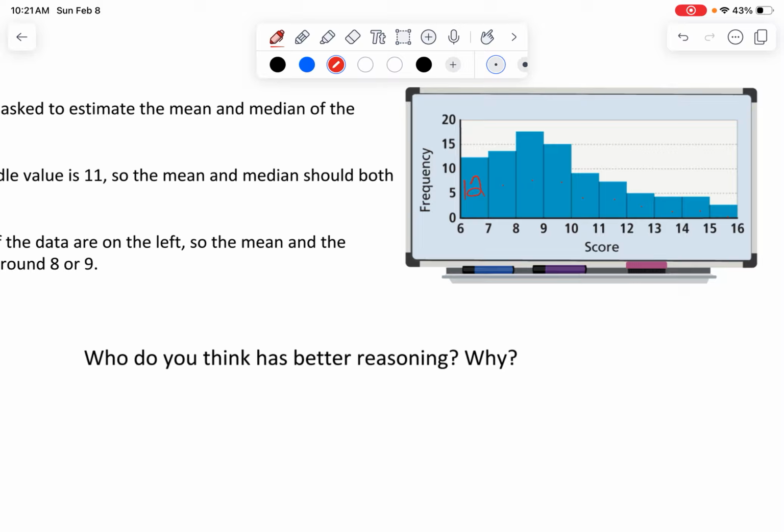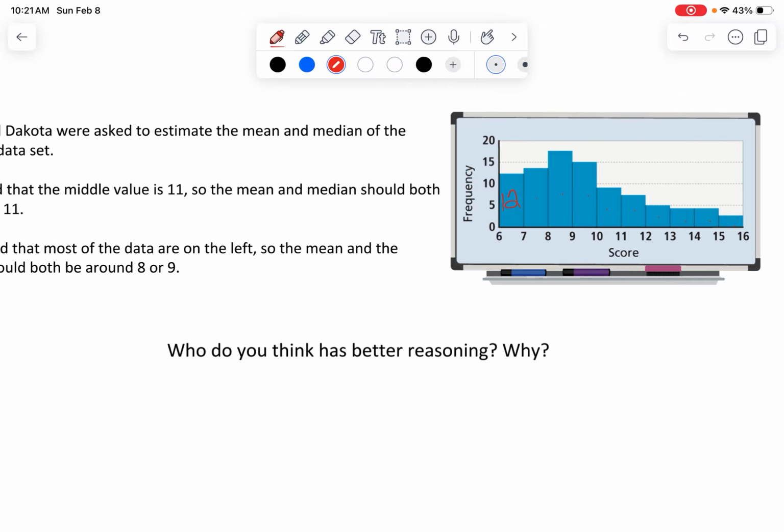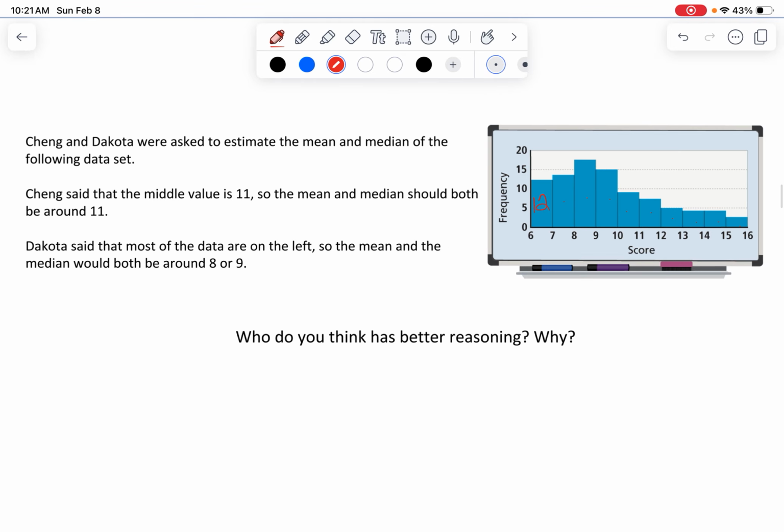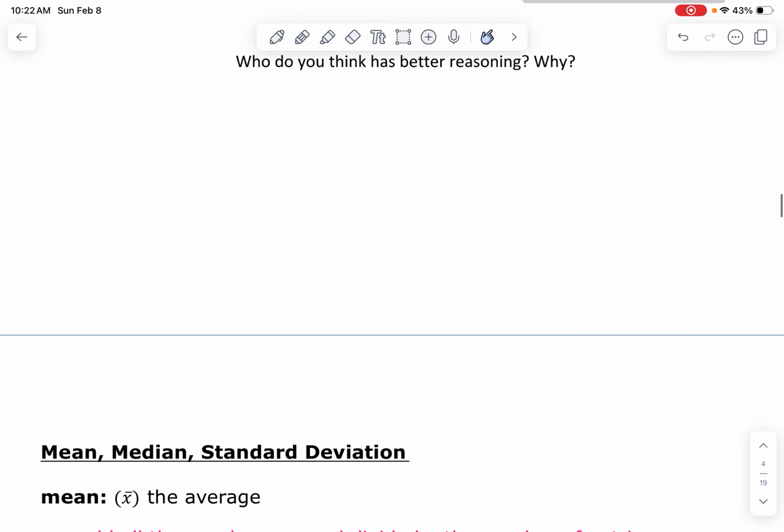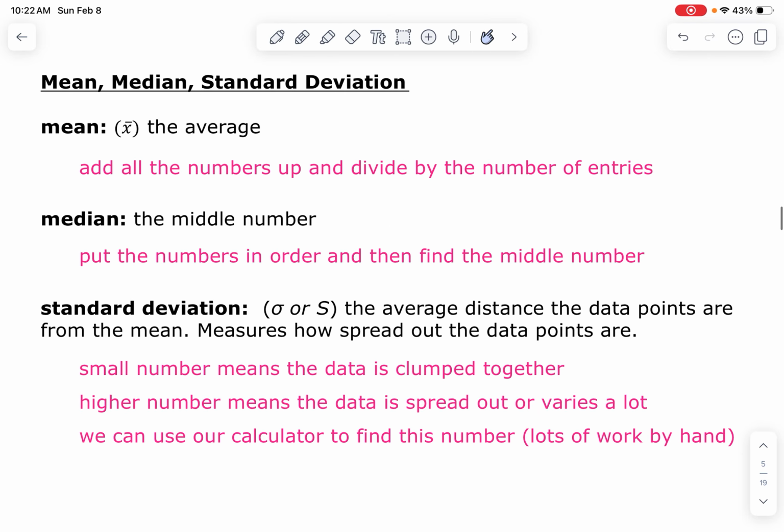So if I'm going to list all of those out, the mean and the median are probably going to occur somewhere in this area, because most of that data is on the left. So Dakota is correct in this. We're going to talk a little bit more about that throughout this unit.